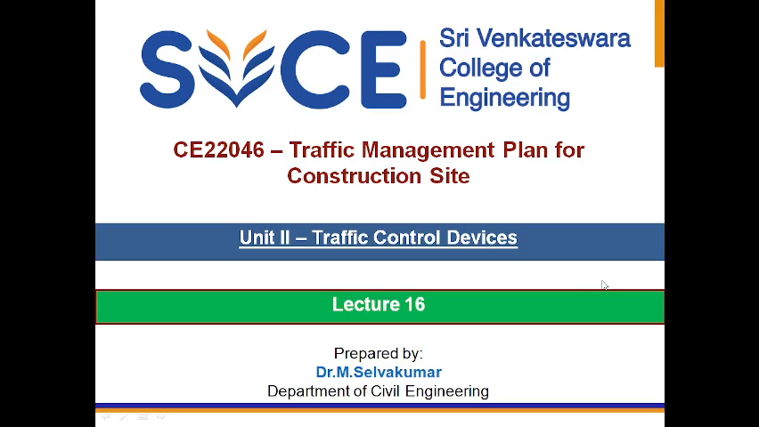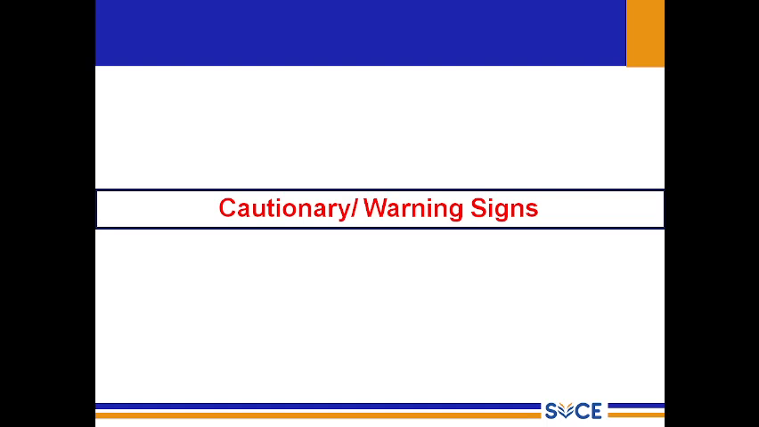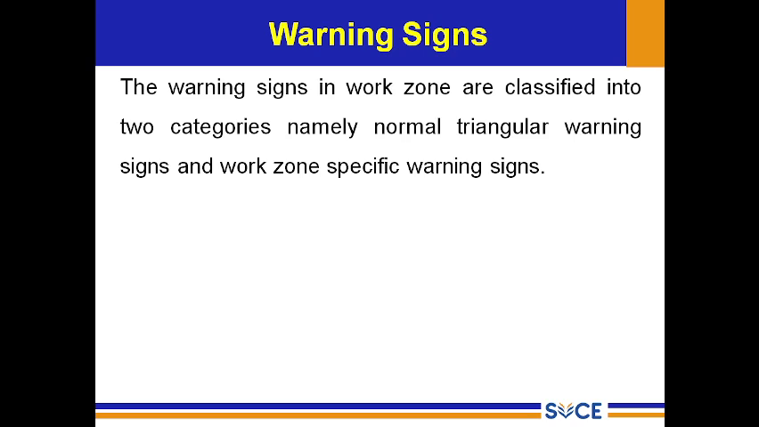So, lecture 16 under Unit 2, Traffic Control Devices. Cautionary or warning signs, which are mainly for giving a warning or caution to road users about a particular situation or some road construction activity. The warning signs in a work zone are classified into two types as usual: normal triangular warning signboards and work zone related warning signboards.